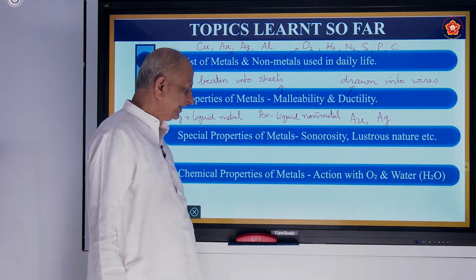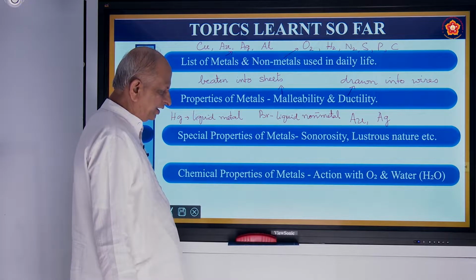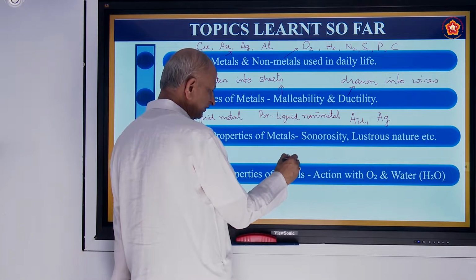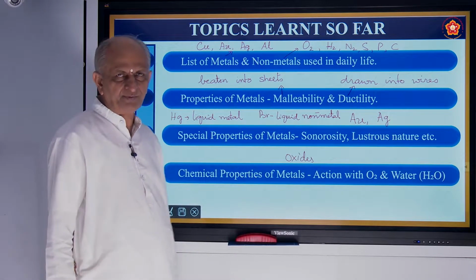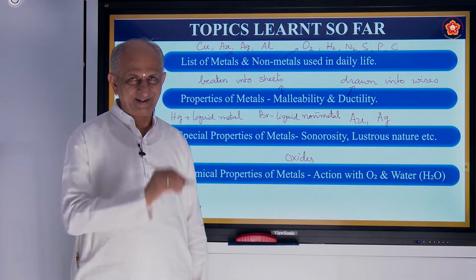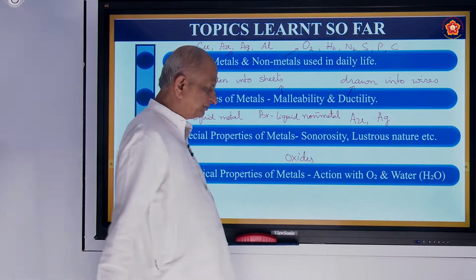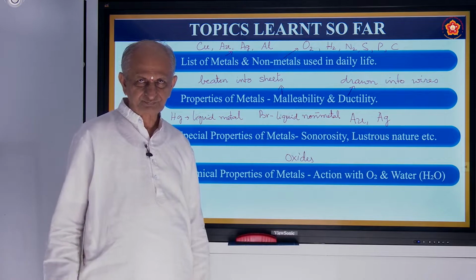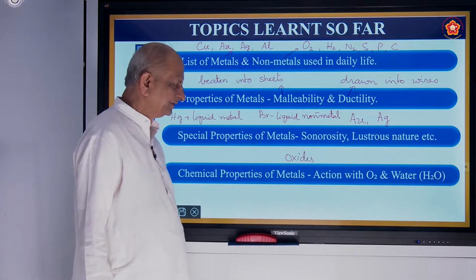Coming to chemical properties of metals, we have seen that metals and non-metals both react with oxygen, most of them, and they form what are called oxides. If sodium is heated with oxygen, it forms sodium oxide, potassium, potassium oxide, calcium, calcium oxide, magnesium, magnesium oxide. And some of the metals react with water, some with cold water. Example, sodium with cold water reacts very vigorously, forming sodium hydroxide and hydrogen gas.